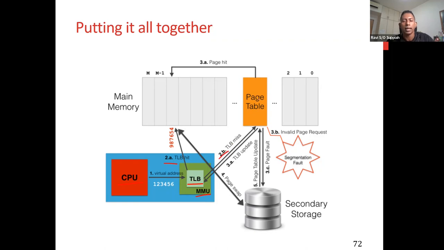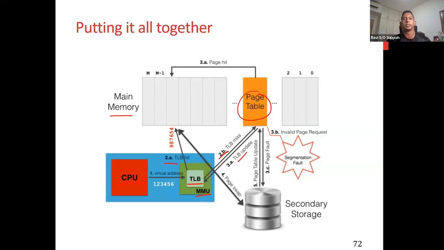If there's a miss, then I need to go to my page table. This page table is in the actual DRAM. Then I update my local buffer, restart the instruction, and then take it from the translation for the main memory.